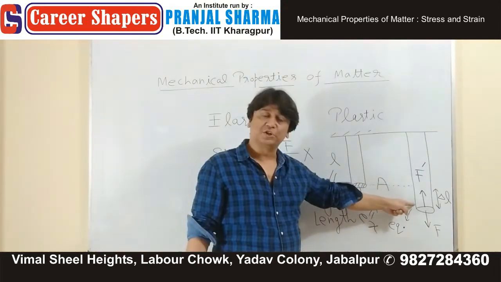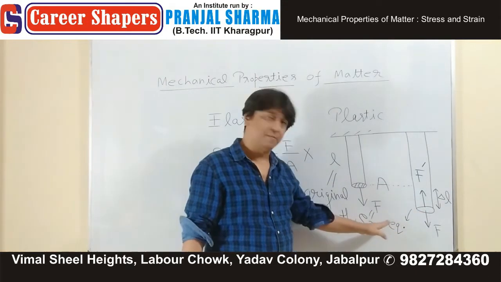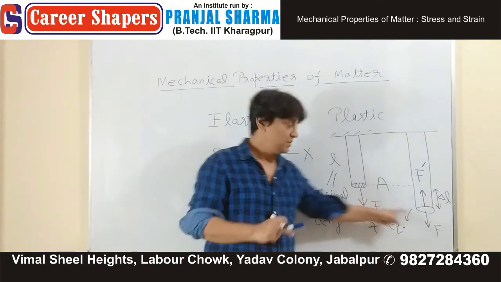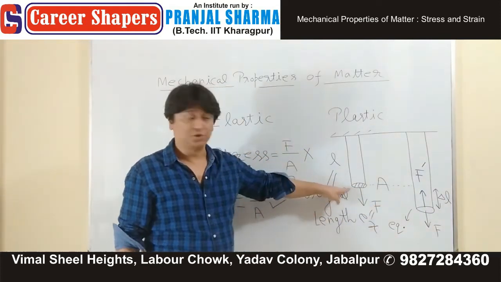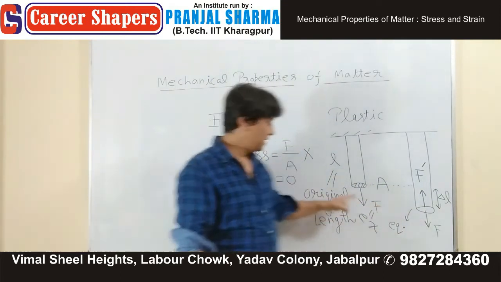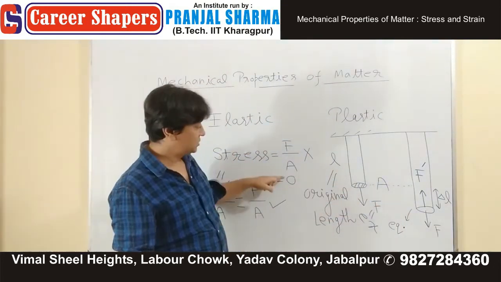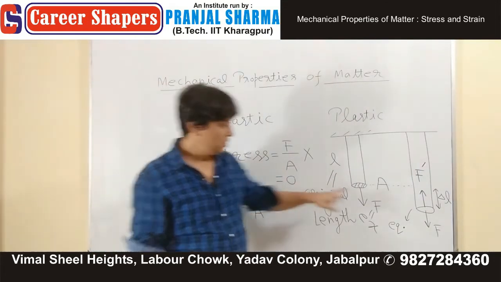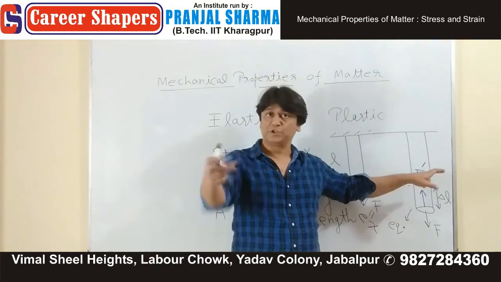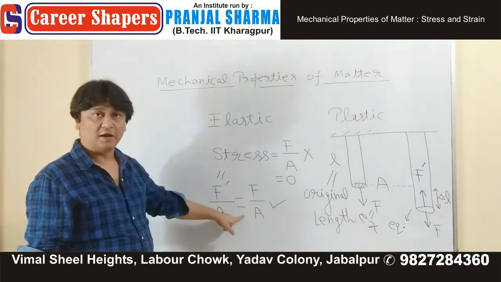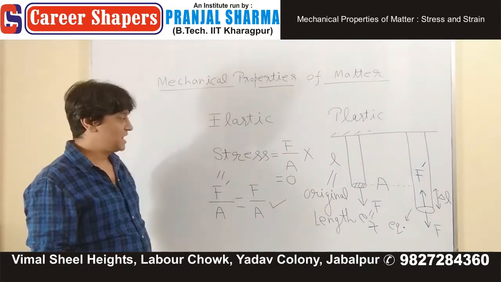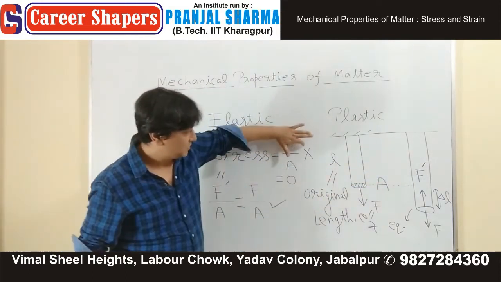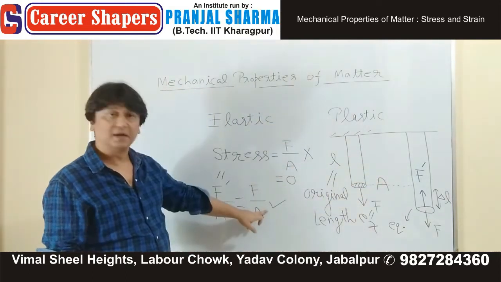Once you have produced this much deformation at equilibrium, your restoring force and external force become exactly the same. This is not the equilibrium stage. This is the equilibrium stage. At this point, what is stress in the wire? Restoring force divided by the cross-sectional area. What is restoring force? F dash, which is equal to F divided by A. I hope you understand the difference between this stage and this, and also this being wrong and this being correct.